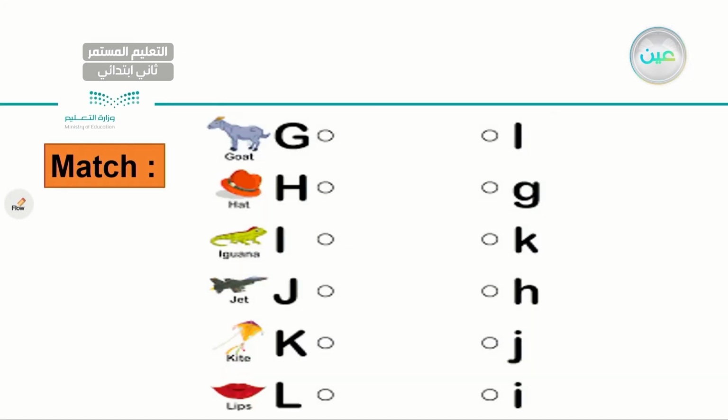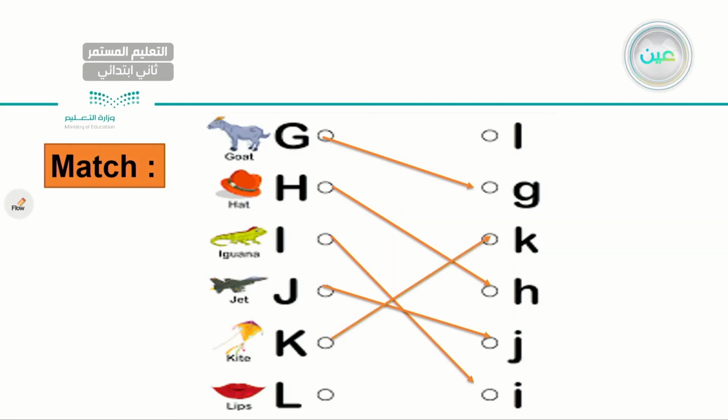Excellent, my dear student. Also, I have more letters. G, capital and small, goat. H, capital and small. I, J, K, and L. Very good, my dear student.